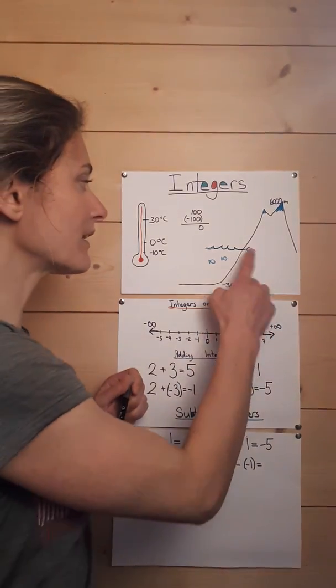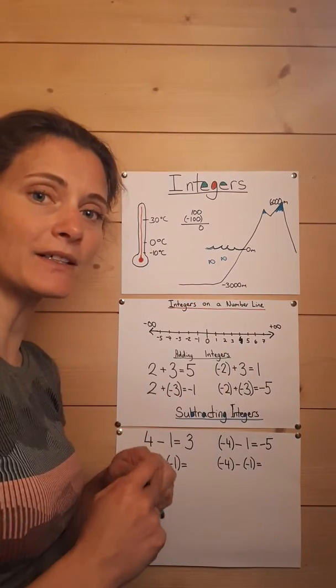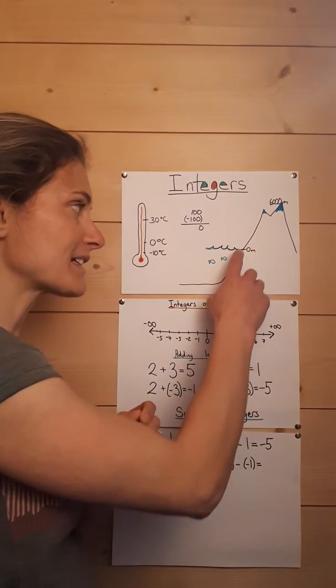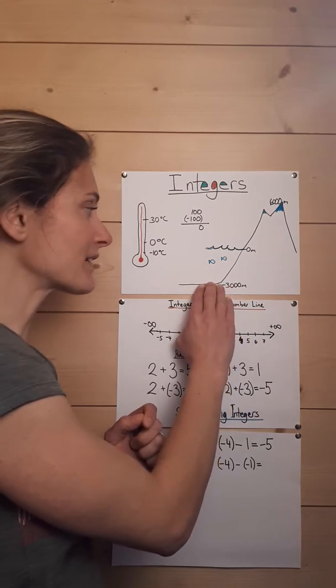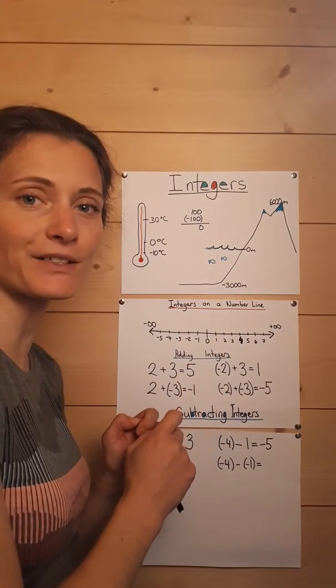If I'm talking about elevation, if the sea floor were to get less deep or less negative below the surface, it would actually be moving up, and again, moving in a positive direction.